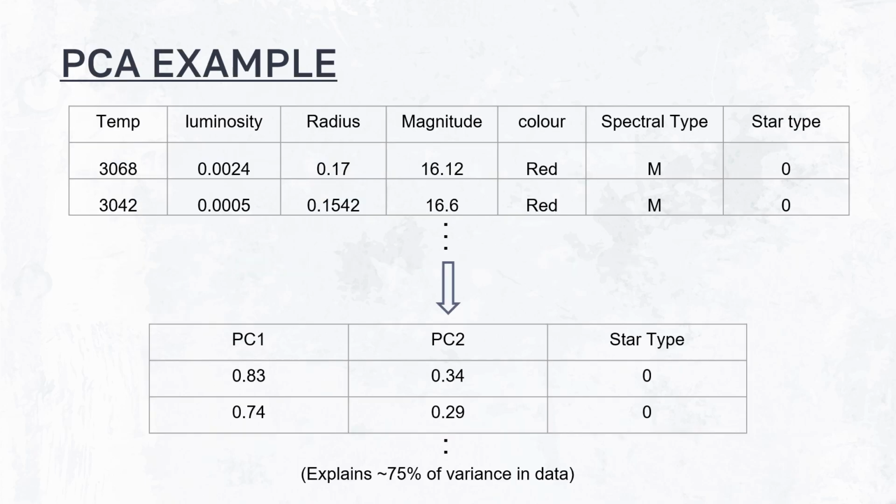This dataset was taken from Kaggle. It has 6 features and one target variable. After pre-processing of data, PCA was performed on the original dataset and we get the second dataset. The second dataset explains around 75% of the variance that was present in the original dataset. As we can see, in the second dataset we only have 2 features and still we are able to explain 75% of the variance. This is the power of PCA.